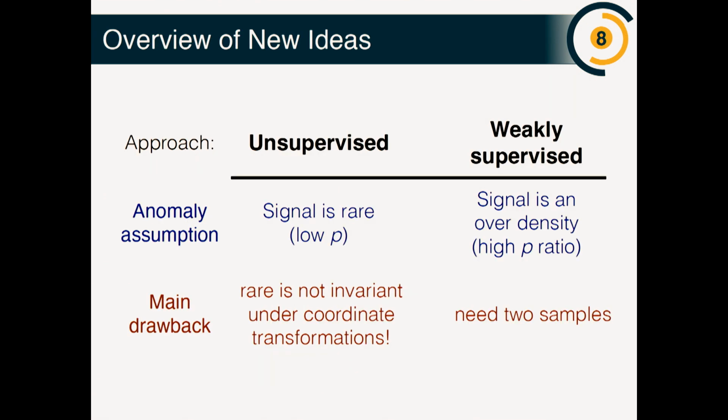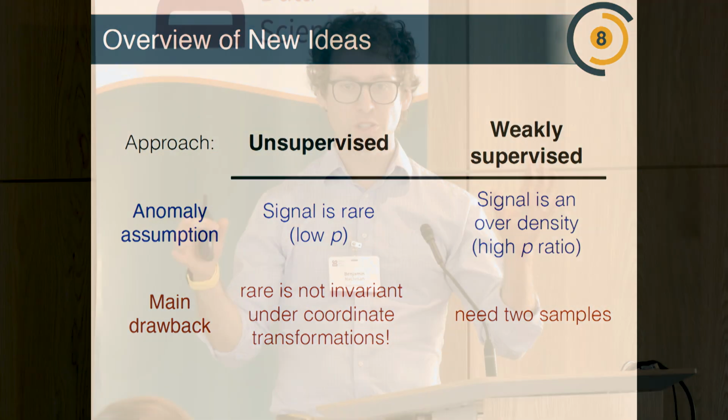Okay. So that's just two examples, and I want to focus on these two because it's interesting to see the trade-offs between the two approaches. First of all, there's the anomaly assumption. For the unsupervised methods, we're assuming that the anomaly, if it exists, is rare. And for these weakly supervised methods, for example, let's say you want to train a classifier to distinguish these two data sets, you're assuming that you have two data sets for which the signal, if it exists, is more prevalent in one than the other. So it's overdense.